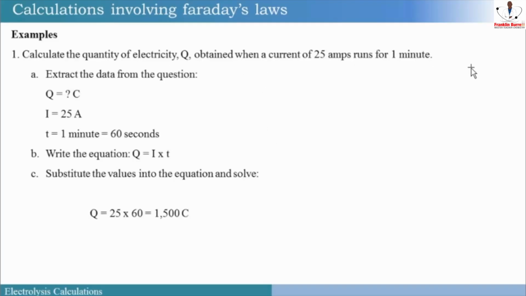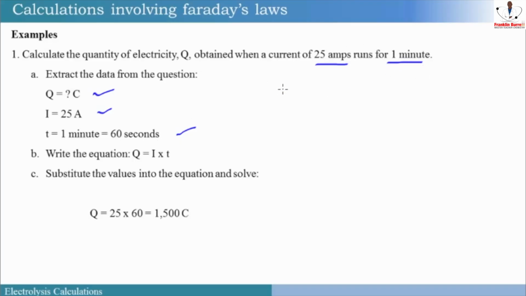So from this question, we must look at the important terms. What do we want and what do we have? Well, we want to calculate Q. So in this case, Q is our unknown here. What do we have? We have the current and we have the time. Now, in terms of current, we know it must be in amperes and time must be in seconds. But you'll notice here that our time is in minutes.